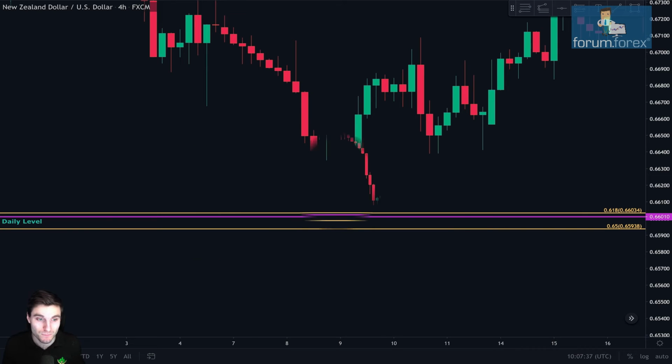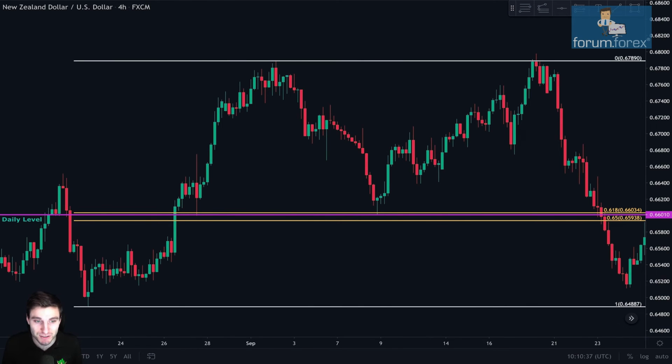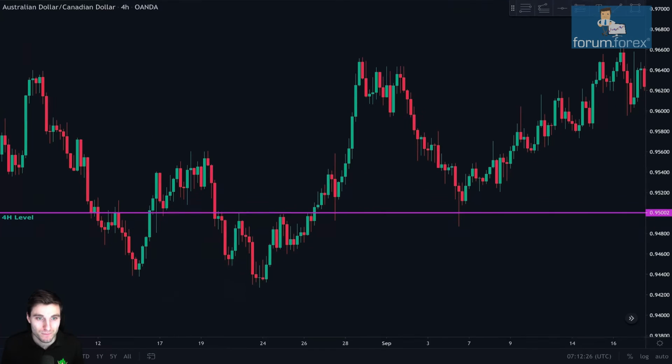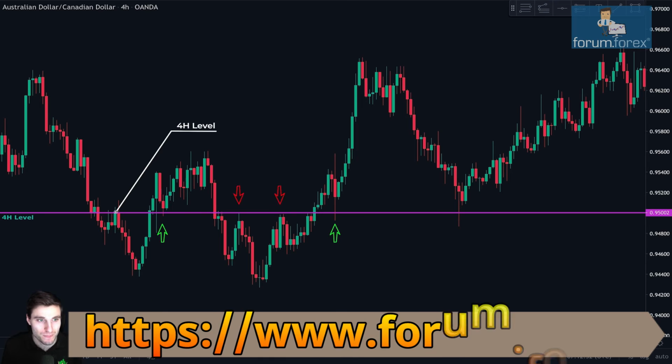What happened next? Well, price changed direction and went up and we closed the trade at resistance, which is the 0 point of our Fibonacci retracement. Let me show you this again on another pair. Here we identify this 4-hour level acting as support and resistance, so we draw it.